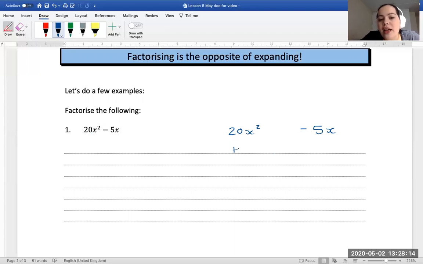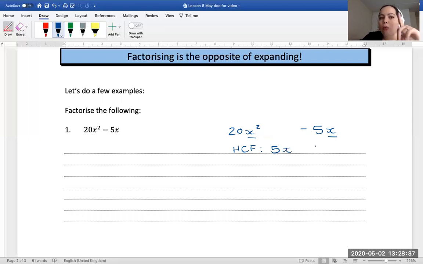So the highest common factor, we're going to write here between 20 and 5. Well, I know that it's 5. We can always see later on if you can use your prime factorization to check me. And then the next step is check which variables you have in common. So there's an x squared and there's an x. So they both have an x in common.